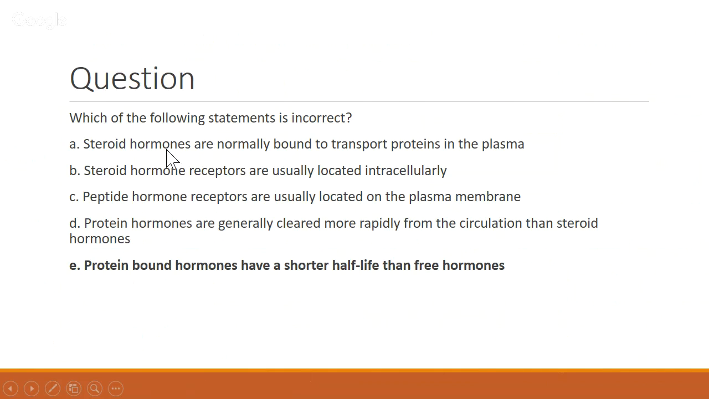Again, steroid hormones are lipid soluble. Lipid soluble hormones have to be bound to transport proteins, and they will be able to diffuse through the plasma membrane, and vice versa. Whereas protein-bound hormones are protected from metabolism and have a longer half-life.